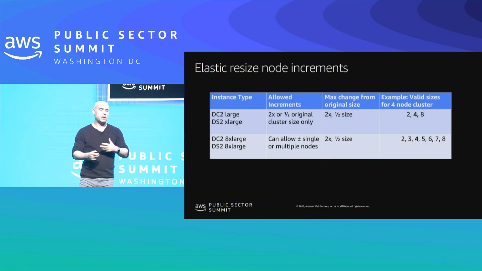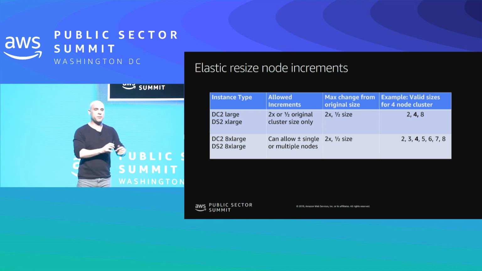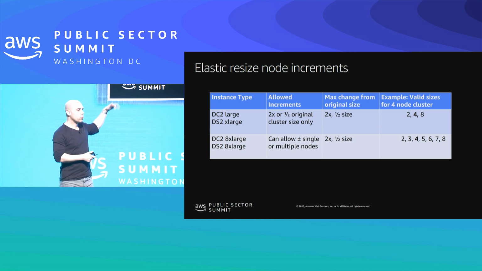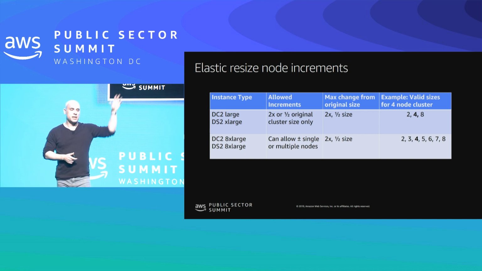There are some limitations with it on the small instance types. With the small ones, you can only either double or cut in half because there's just not enough slices to work with. We're redistributing metadata on the nodes. On our 8XLs, however, because we have so many slices, we can incrementally add nodes. So if we started with a 4-node cluster, I could incrementally go 5, 6, 7, 8, or all the way down to 2. So all the way up to doubling and all the way to in half.